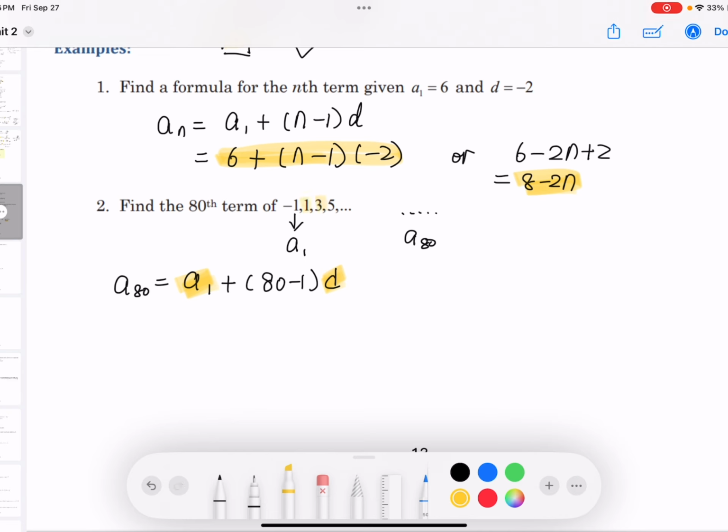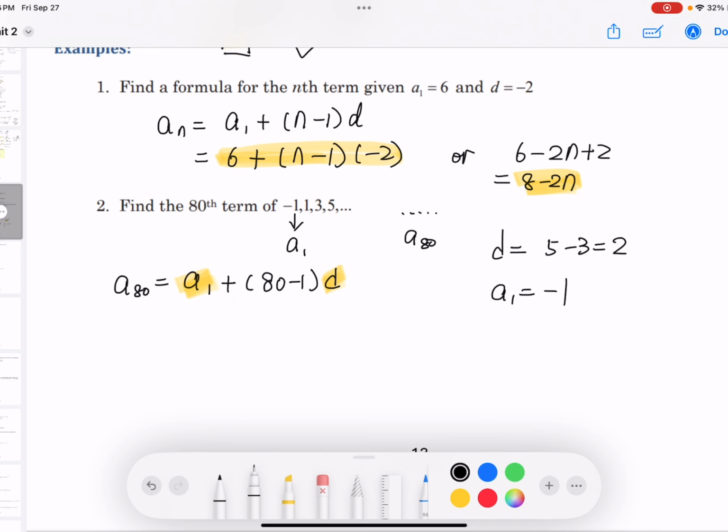I can also find the difference from -1 and +1. The difference is 2. So you can just say d is equal to any two numbers' difference. So I'm going to say maybe I choose 5 minus 3. It is 2. And next I need to find my a sub 1. I don't need to find it because it's given, it's -1.